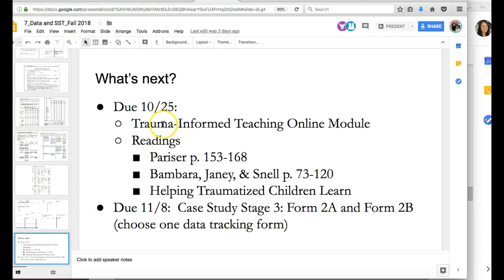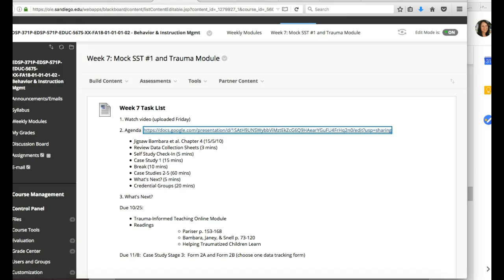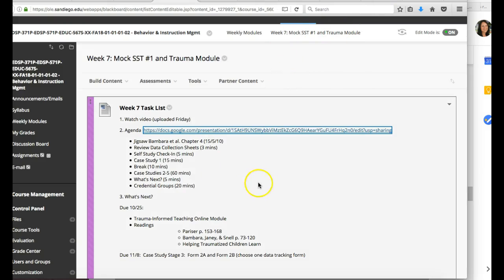So for your what's next, you have the Trauma-Informed Teaching online module. You've got the readings, which is a Pariser book, page 153 to 168. The Bambara text, this is the one we jigsawed in class, but 73 to 120. And then Helping Traumatized Children Learn, and I gave you the specific pages within your module. And then once again, you have 3 weeks to choose one data tracking form and to make sure that everything is complete on your step 2 A worksheet.